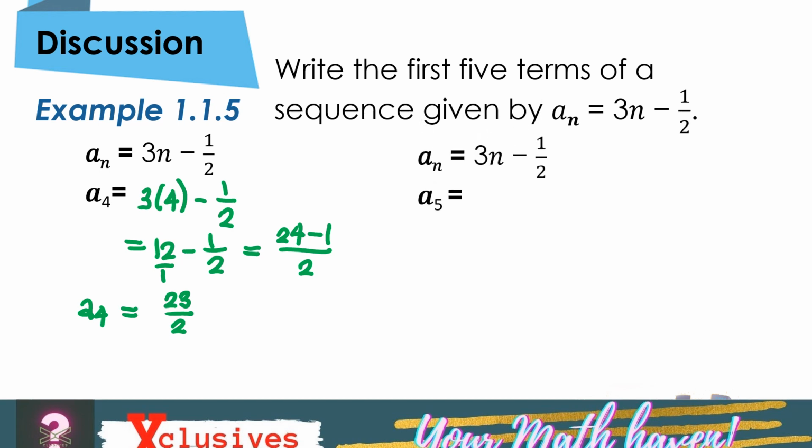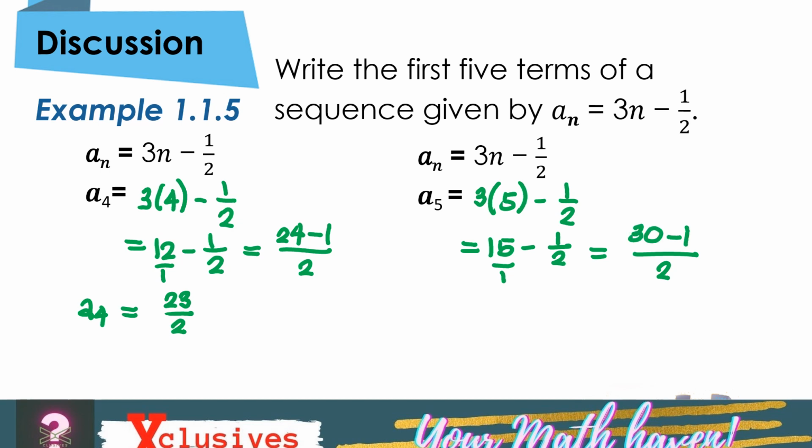Now let's have the last term. A sub 5 is equal to 3 times 5 minus 1 half. 3 times 5 is 15. Copy minus 1 half. Then you get the LCD, which is 2. 2 divided by 1 is 2 times 15, that's 30. Then you copy minus 1. What is 30 minus 1? That is 29 over 2. And still, they don't have a common factor, so this is in its simplest form.